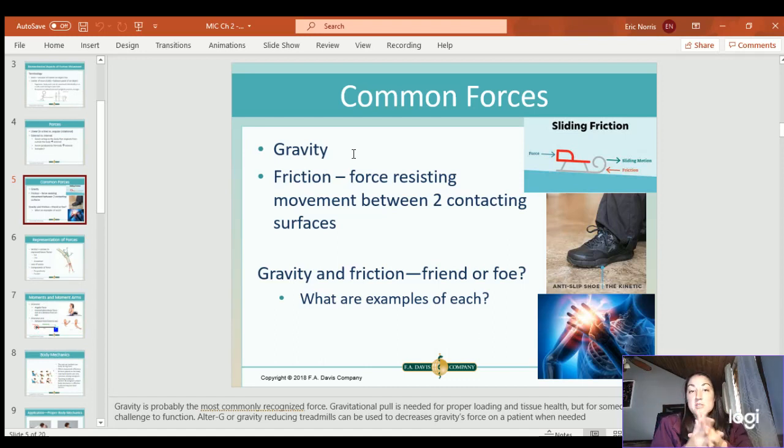Gravitational pull is important because it's needed for loading. So if you never put pressure on your joints, on your bones, or whatever, they will not actually grow and get strong. So in order for everything to strengthen, like standing, for example, helps you reabsorb more calcium in that weight-bearing position into your bones than if you were on bed rest. So when you're on bed rest, you lose more calcium.